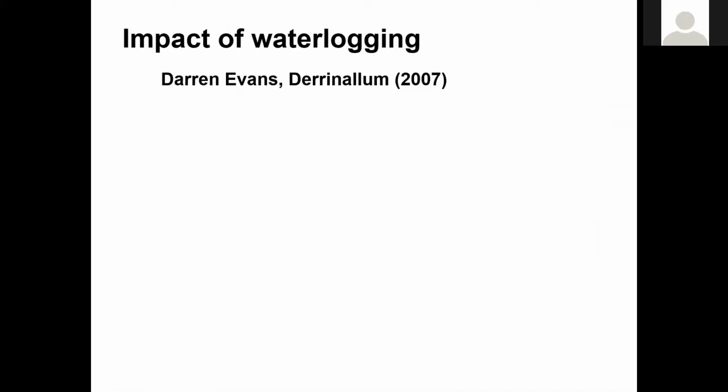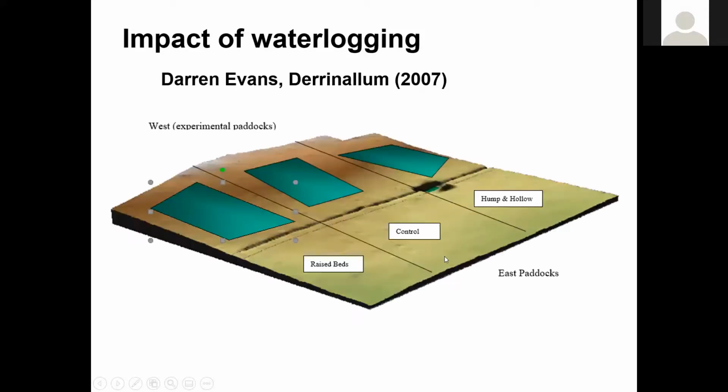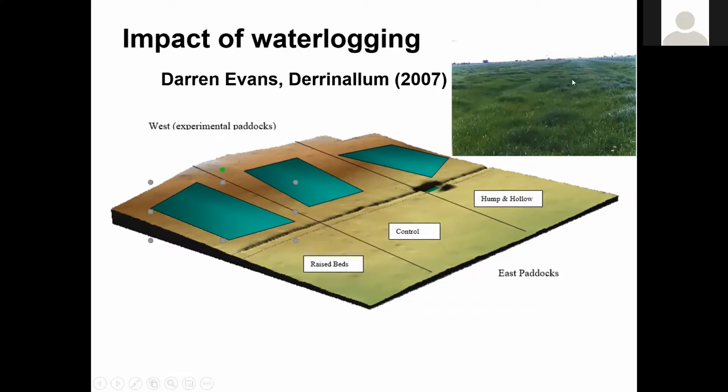So I want to show you just very quickly a couple of trials. This is one we did at Darren Evans' place at Darrenellum in 2007. It was mainly conducted by Graham Ward and Tim Johnson, so people may remember those names, where we compared with pasture 3 different types of waterlogging management treatments. One was raised beds, 2 metre wide raised beds for cropping, and we thought, would it work for pasture? Then we had a control paddock where we didn't do anything, and then we had humps and hollows. Humps and hollows are about 20 metre wide, where you have a crown on the top and it drains down to these longer drains.